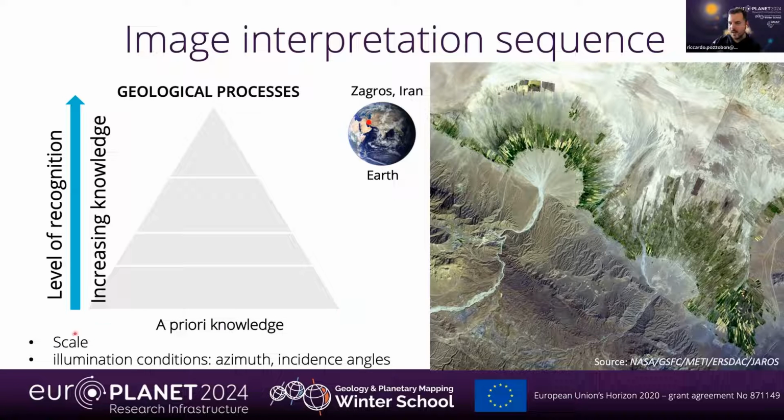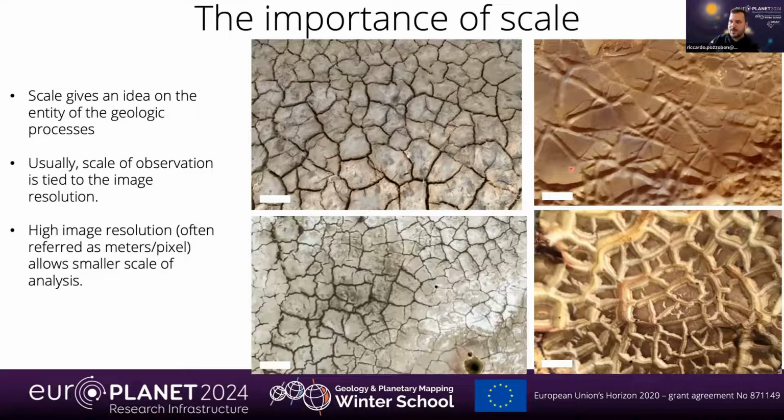So we need to know the scale and the illumination condition of a specific region. And I will tell you why. So scale is very important. It gives you the entity of a geologic process: how pervasive, how intense it is, how it affected the area, depending on its strength. And this is particularly true for planetary images. The scale of observation is also linked to the image resolution. So if we have high resolution images, we can zoom in a bit more and learn more things.